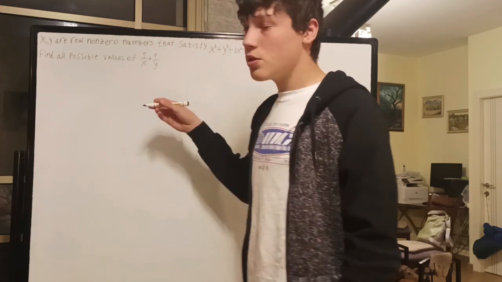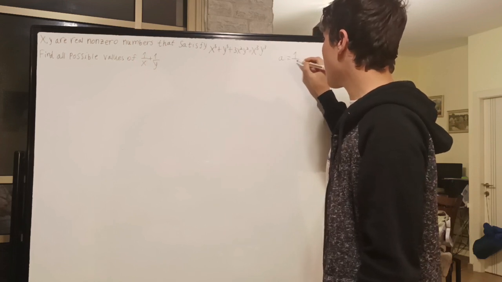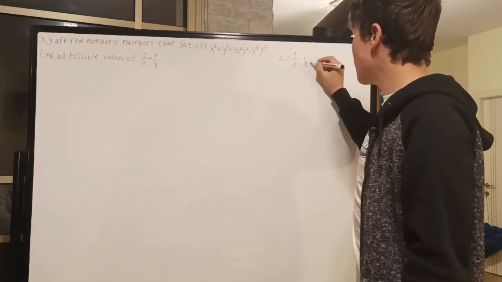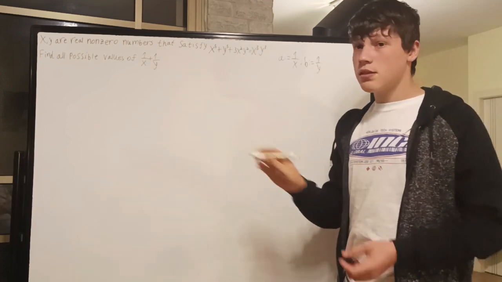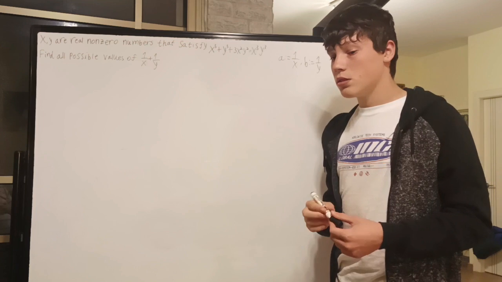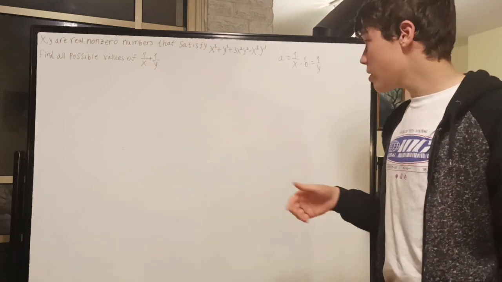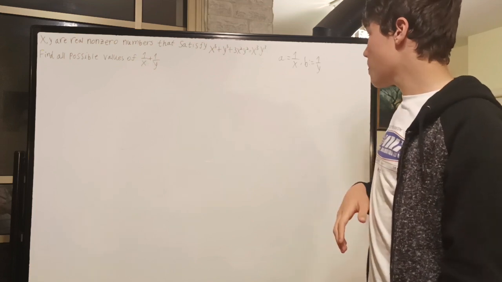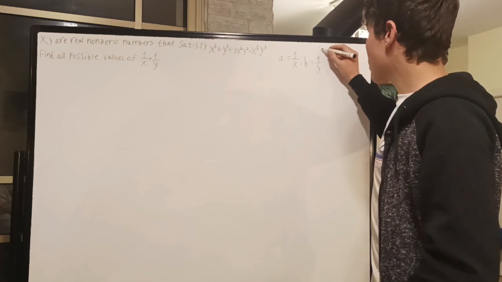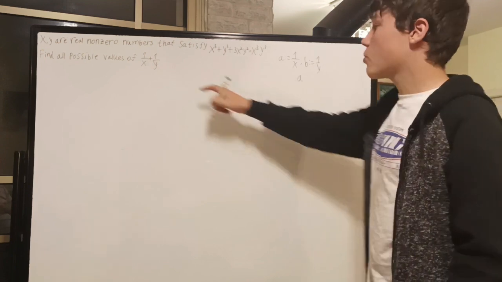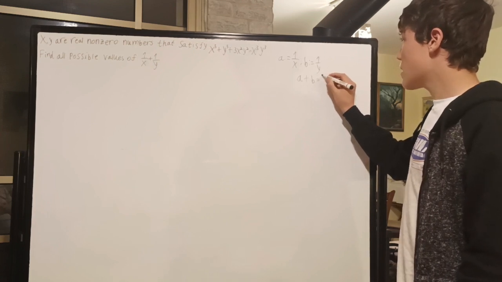So first of all, what I'm going to do is set A to be 1 over x and B to be 1 over y, because I'm going to use all of these throughout the entire proof. So I'm just going to label these like that, and I'll also denote the sum that we're looking for, 1 over x plus 1 over y, which is a plus b, as k.